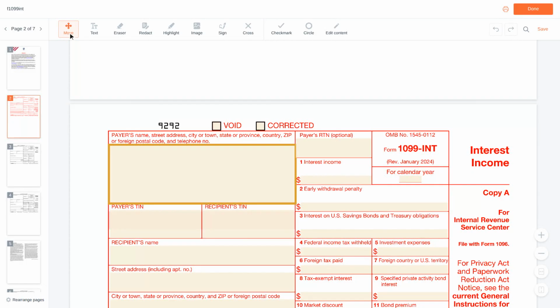The Payer section at the top identifies the financial institution that paid the interest. The payer's name, address, and federal identification number appear in the upper left. Your name, address, and taxpayer identification number appear as the recipient. If an account is held jointly, both account holders may receive a Form 1099-INT, or only the primary account holder may receive it, depending on how the account is set up.